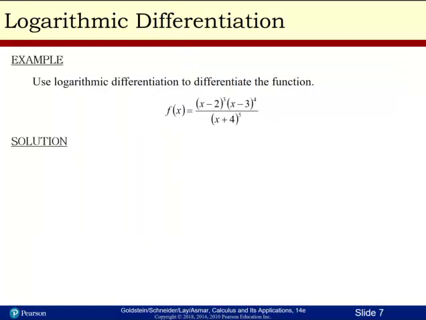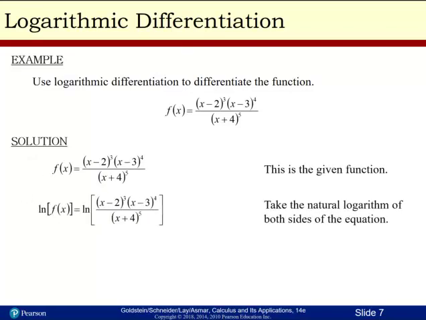So if we use logarithmic differentiation to differentiate the following function, we have f of x, and in the numerator we have x minus 2 quantity cubed and x minus 3 quantity to the fourth, all over x plus 4 quantity to the fifth. So let's rewrite our equation. Let's take the natural log of both sides, and then we're going to break apart our right-hand side using our logarithmic properties.